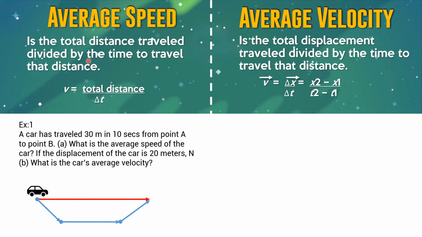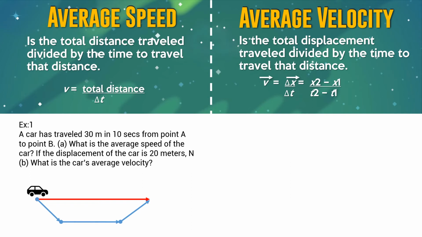Speed is defined as the total distance traveled divided by the time to travel that distance. This is the mathematical formula: speed is equal to the total distance over the time it took. Meanwhile, velocity is the total displacement divided by the time to travel that distance, which is the change in x over the change in t.